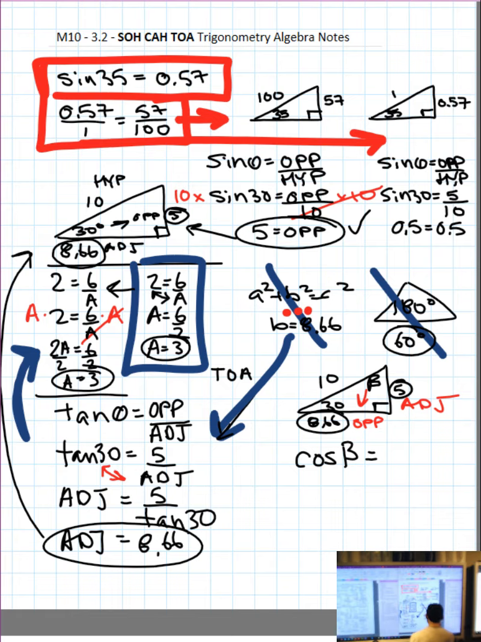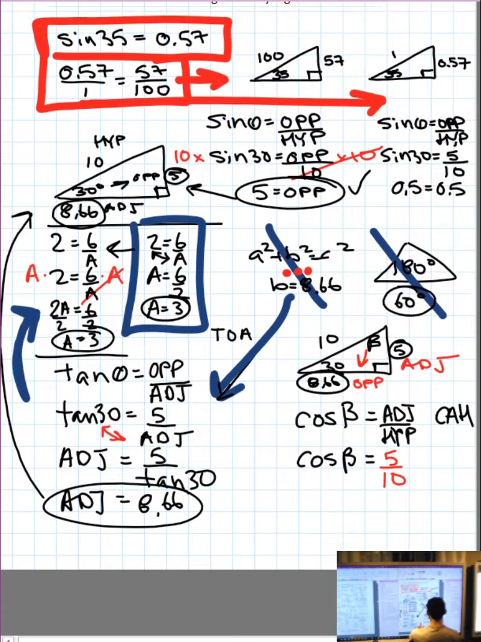Equals, the definition of cosine is CAH. I'm going to write the CAH again so I don't forget that. Adjacent over hypotenuse. So I can substitute: cos beta equals the adjacent, now from above, is 5, over the hypotenuse, which is 10. They switched.